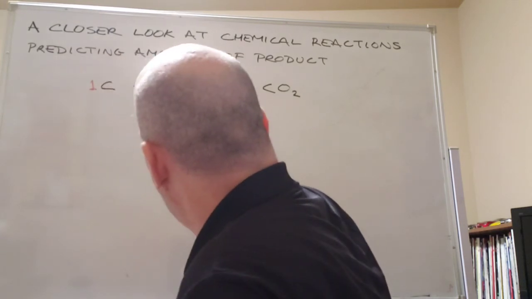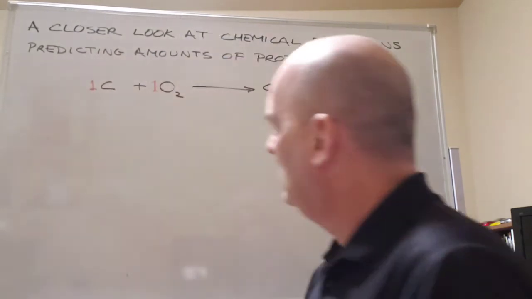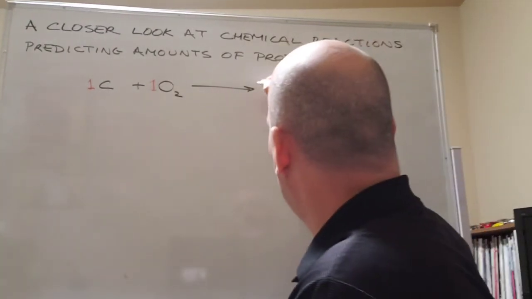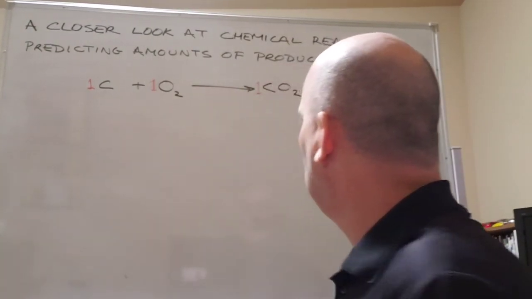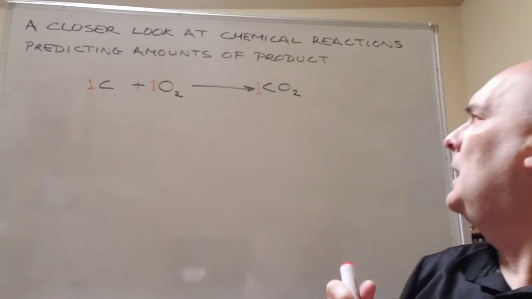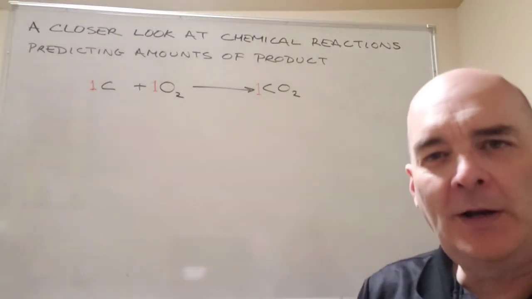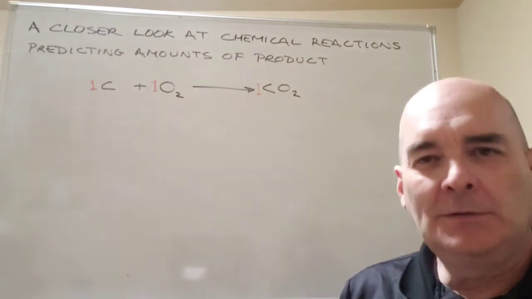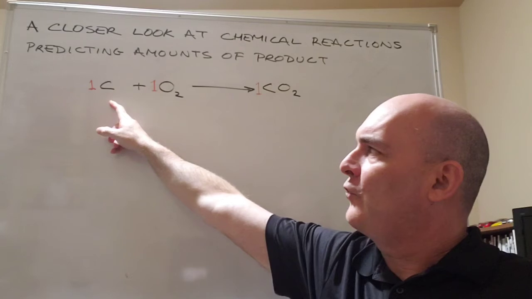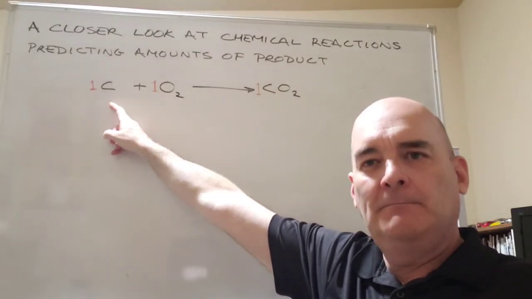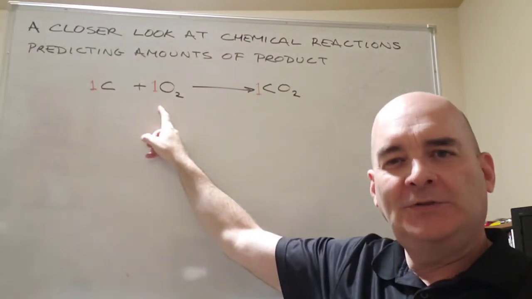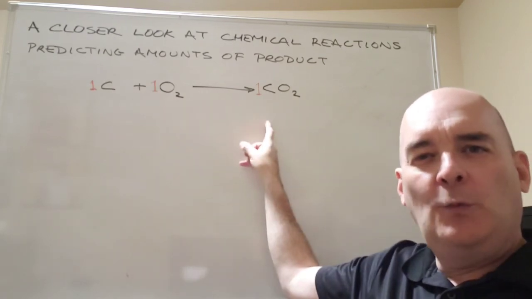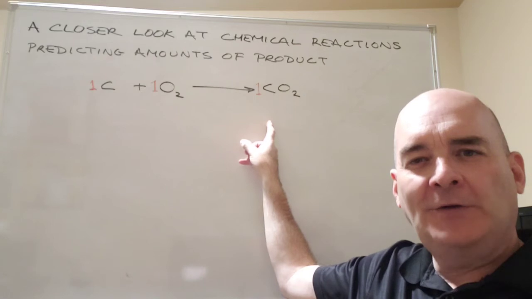If I take one carbon, it will consume one oxygen molecule and it will make one carbon dioxide molecule as a product. But what exactly does that mean? Does that mean that if I took a gram of carbon, I would also need 1 gram of oxygen and that it would make 1 gram of carbon dioxide?